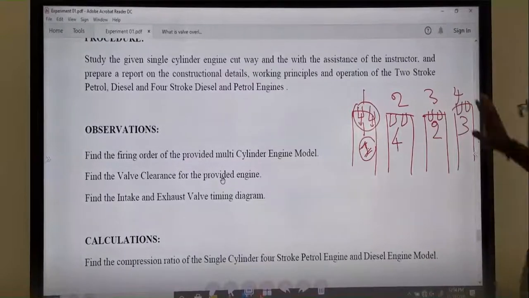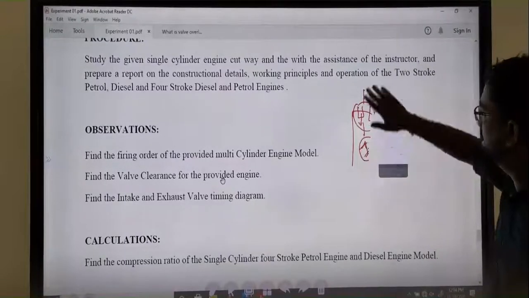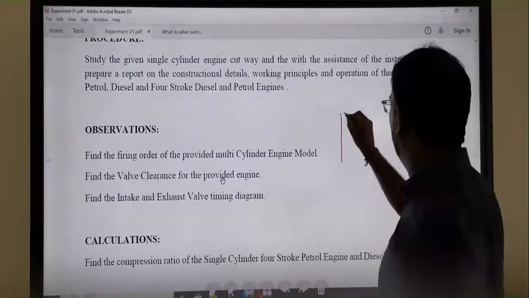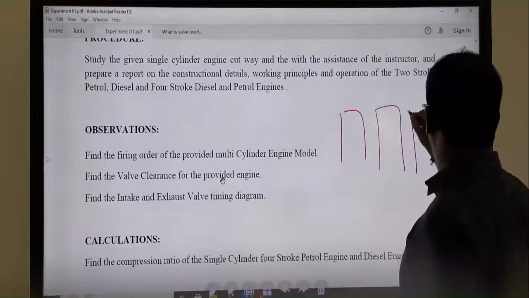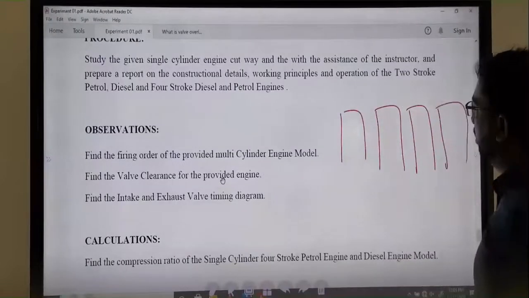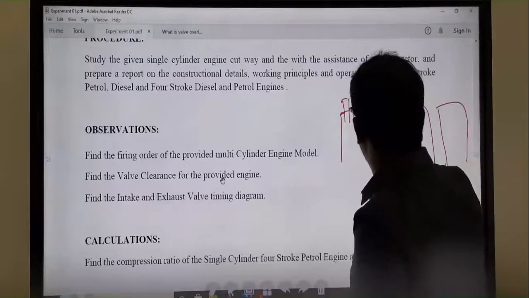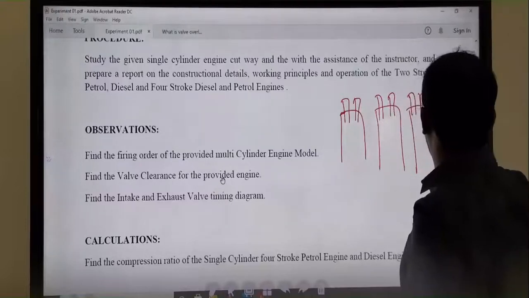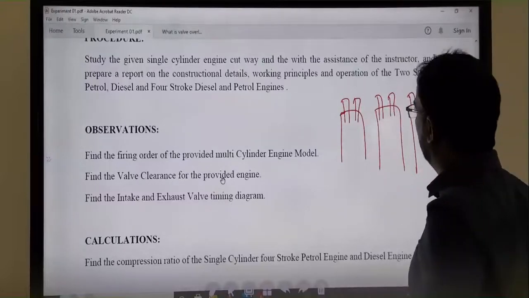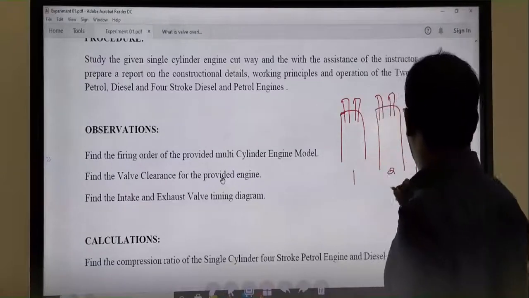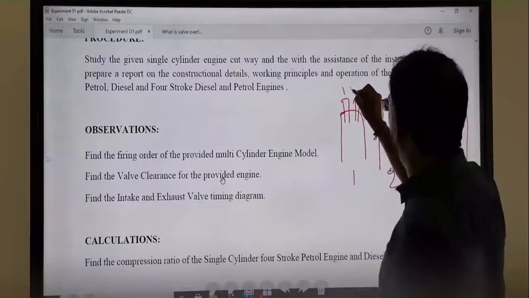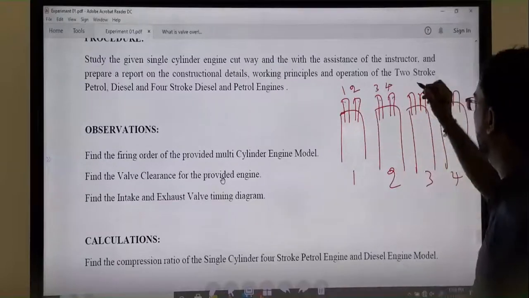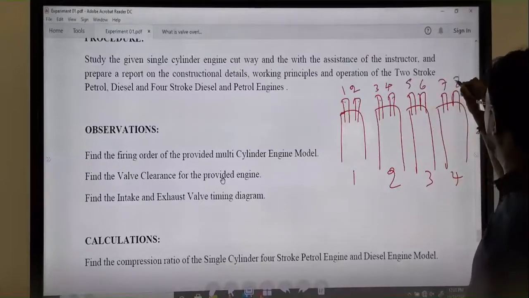So there are two methods. We can find the valve clearance settings. Okay. There are two valves. This is the piston cylinder order. Here valve numbers 1, 2, 3, 4. This is intake. This is exhaust. This is intake. This is exhaust.